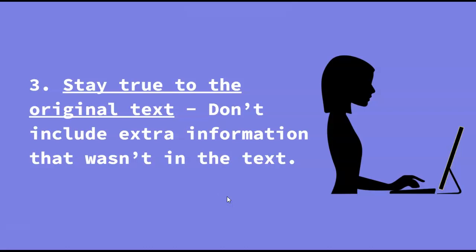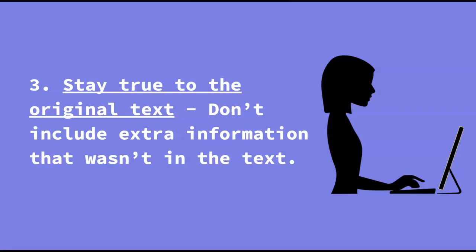The third rule of summarizing is to stay true to the original text. Do not include extra information that wasn't in the passage. So what that means is maybe sometimes you're given a passage that you have a lot of background information about that topic. Let's just throw an example out there.